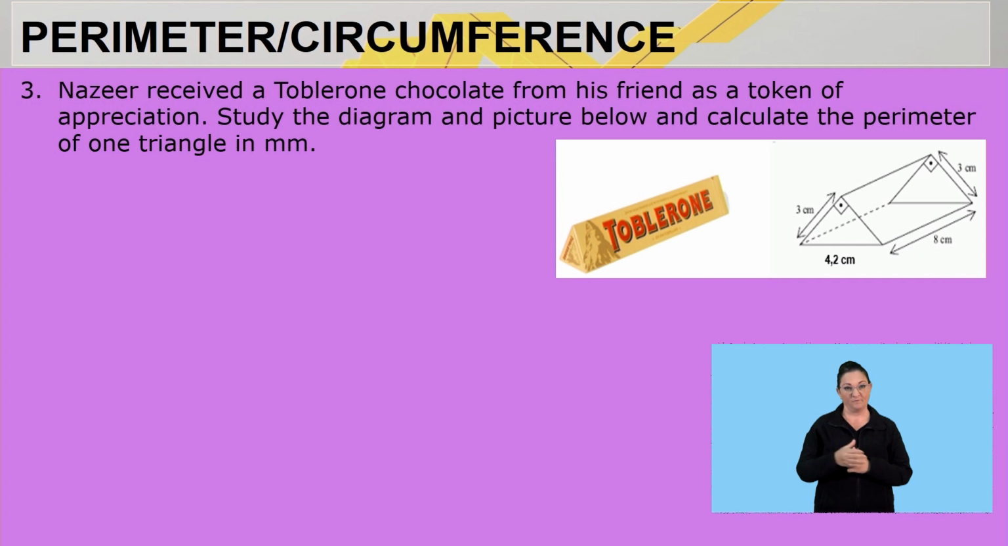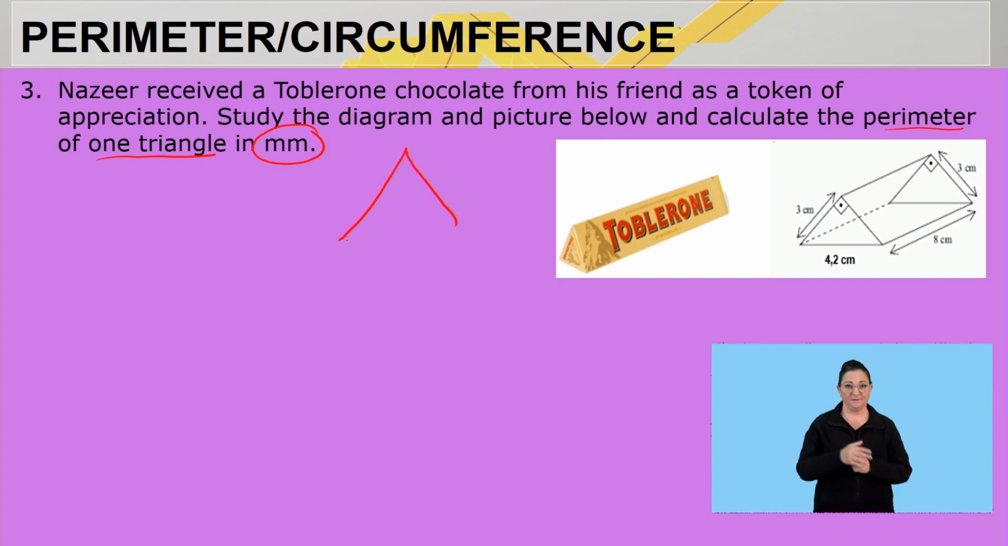Now, it's important to note we have two different shapes here. We have a triangle as well as a rectangle. Let's read our question. It says, study the diagram, what we did now, as well as the picture, and calculate the perimeter of what? Of one triangle in millimeters. So what I'm looking at is this part here.